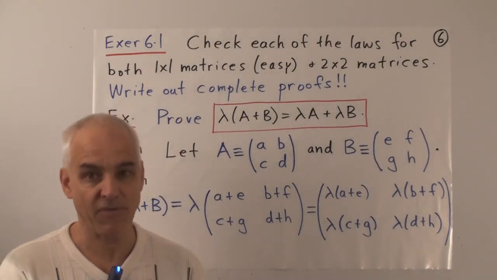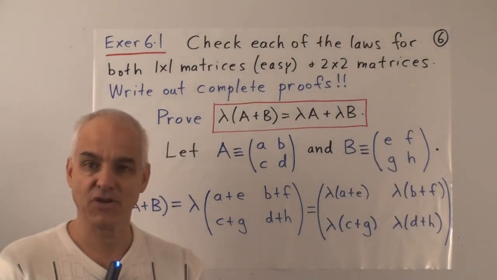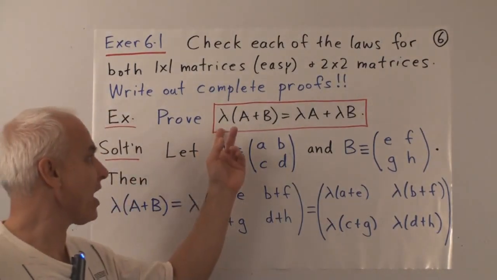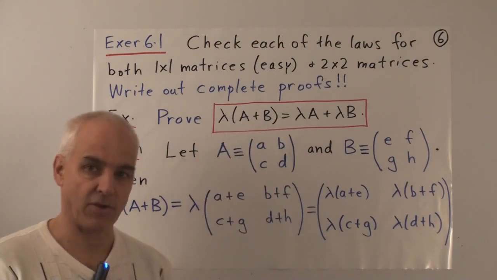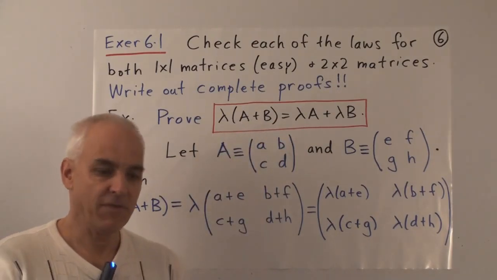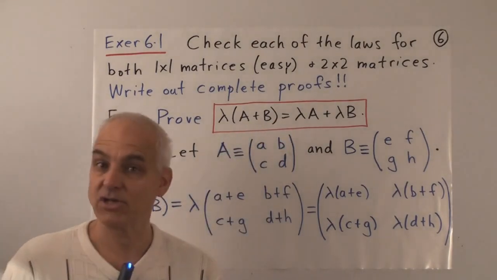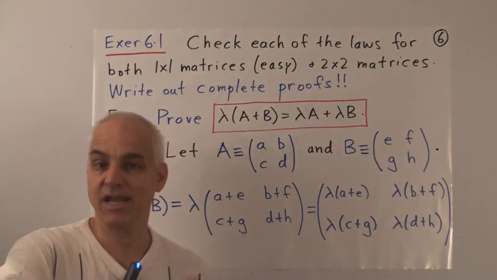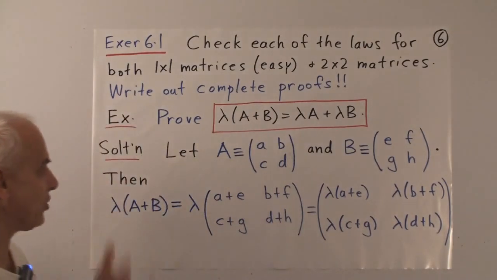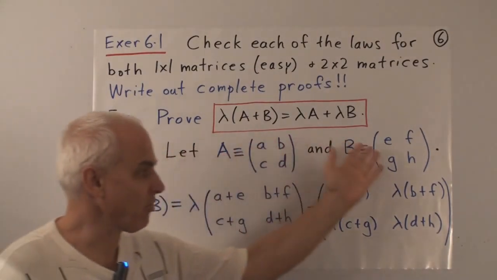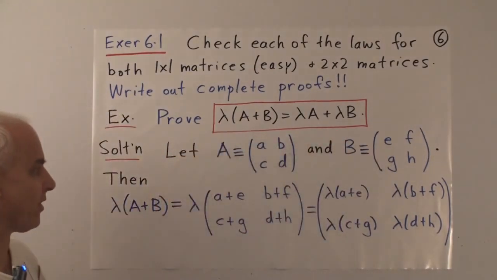Now let me make an obvious remark. It's not sufficient to say, all right, let's try it for some random matrices A and B and some random scalar lambda. Even if you prove it for a lot of different special cases, you still haven't proven it in general. So we want to have an argument that is general. And to do that, we introduce general matrices and a general scalar.